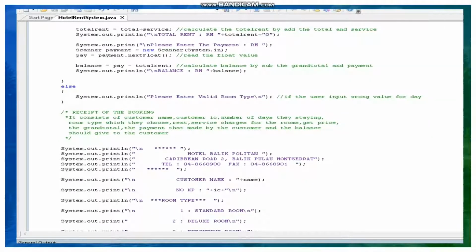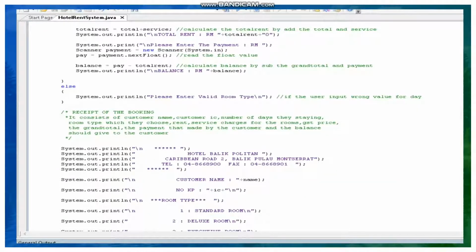There's payment dot nextFloat, which can read the float value, and balance is payment minus total rent, so you can calculate the balance by subtracting the grand total from the payment. Okay, the next one is "please enter valid room type", if the user inputs a wrong value for the data.